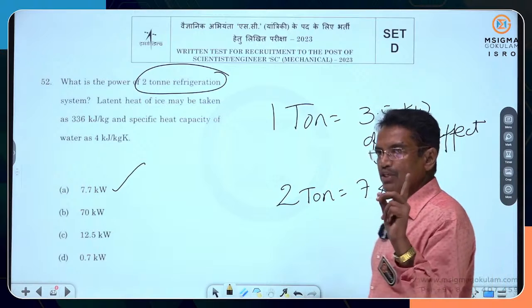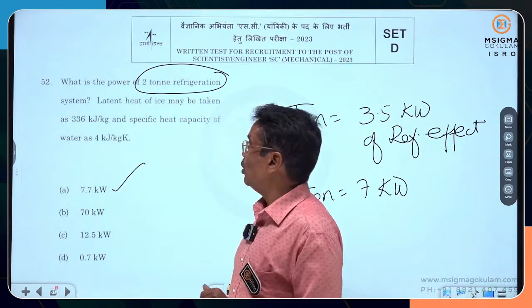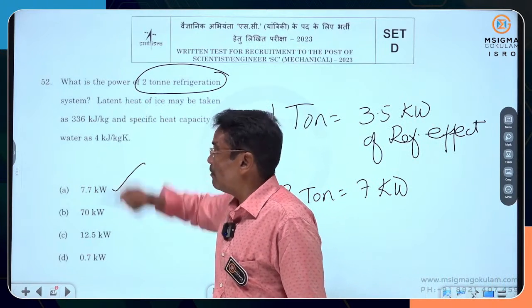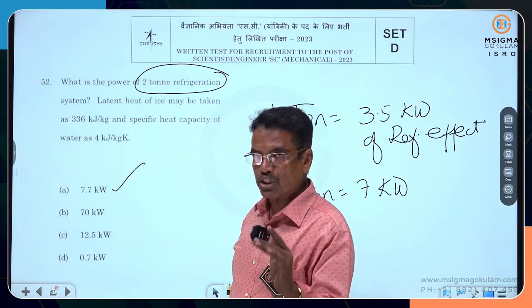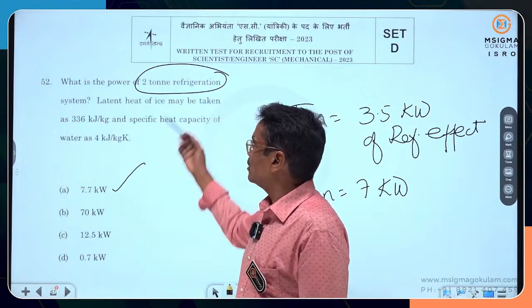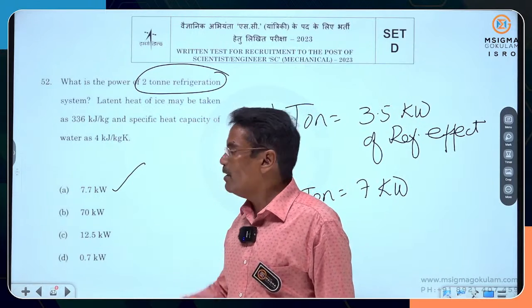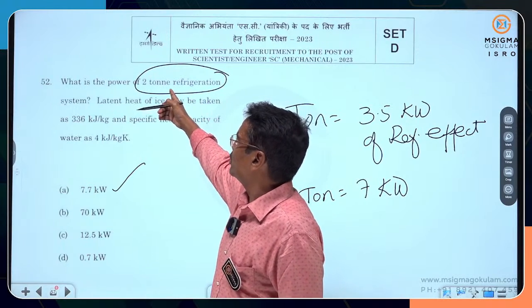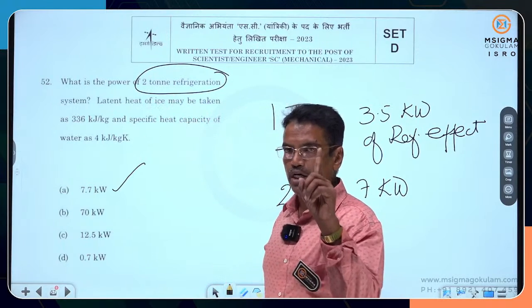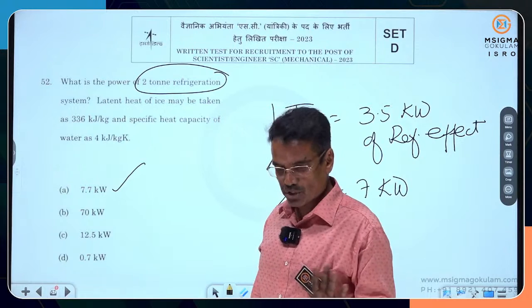1 ton of refrigeration effect means 3.5 kilowatts, but the question uses the word power. When you calculate the power of a refrigeration system, you require the COP. The COP was not given, but he is otherwise asking about the refrigeration effect by talking about the ton of refrigeration. 1 ton of refrigeration is 3.5 kilowatts.